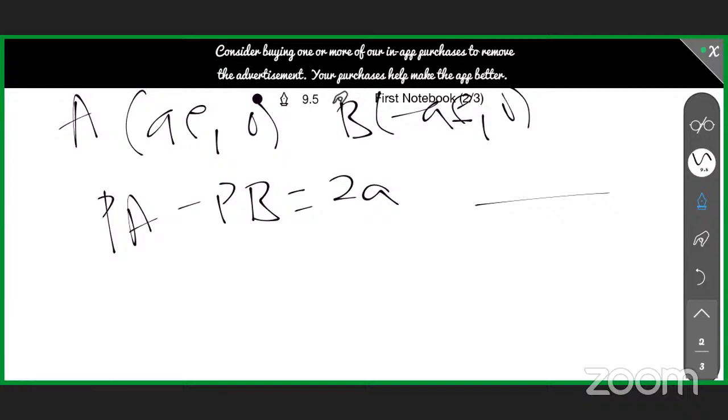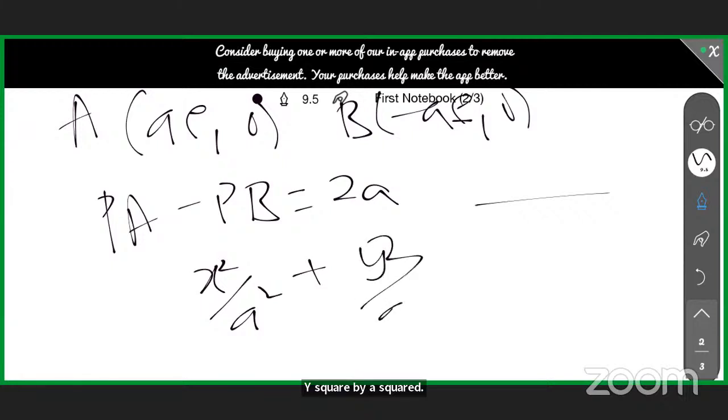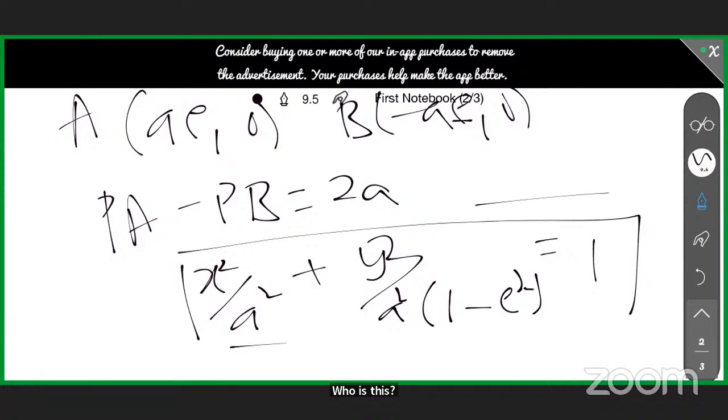x square by a square plus y square by a square into 1 minus e square is equal to 1. Excellent, very good. Who is this? Vignesh, sir. Very good, Vignesh. Your answer is correct. Perfectly correct.